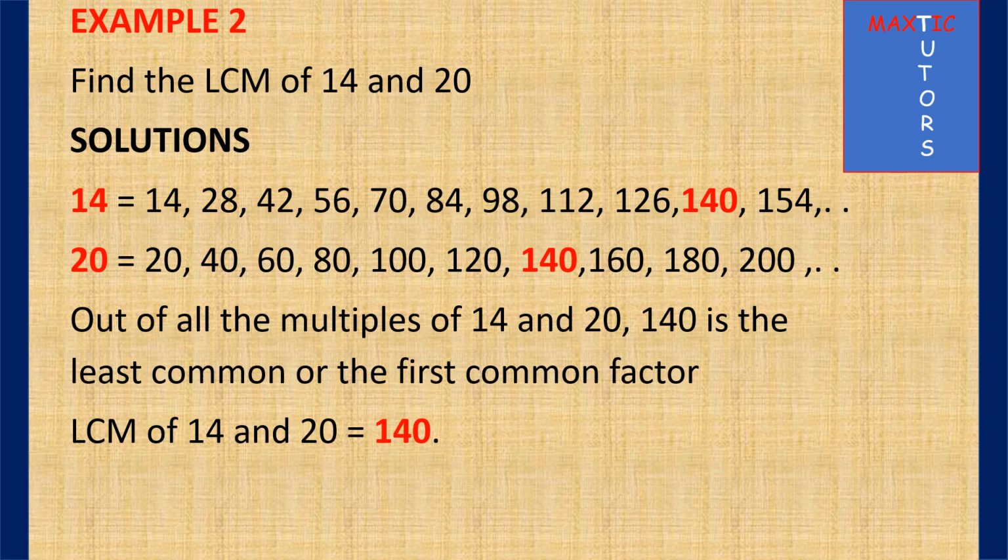But out of all the multiples of 14 and 20, 140 is the least common, or the first common multiple. If you look at all this, you see that the first common multiple is 140. It's common to both and is the first one. So 140 is the LCM of 14 and 20. So the LCM of 14 and 20 is 140.